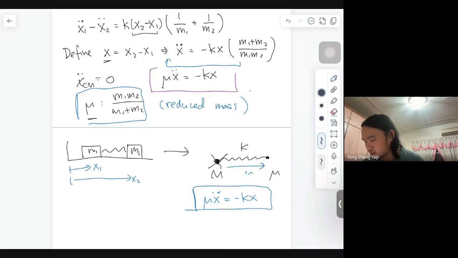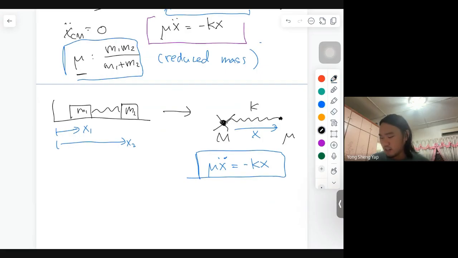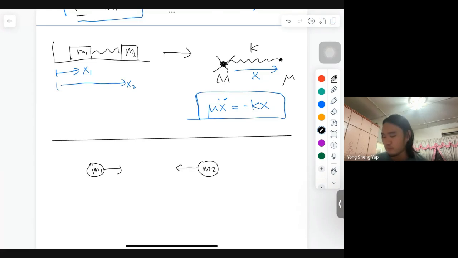Sorry, this should be x. And the motion can be completely described by the relative position between the reduced mass and the center of mass. So this is not just true for the spring and block system, because the only thing we've done is that we have two masses, M1 and M2, and the only thing we have assumed is that they have a mutual force.